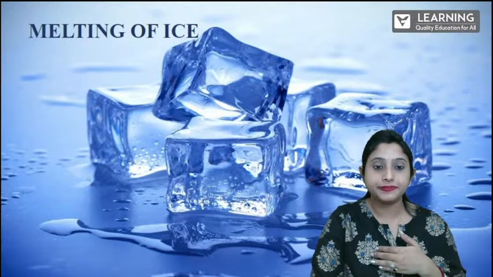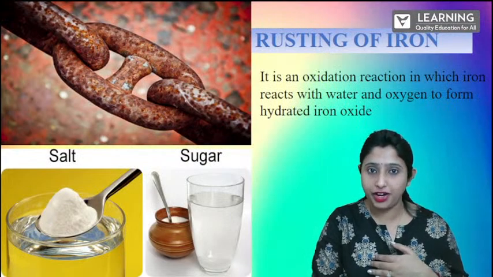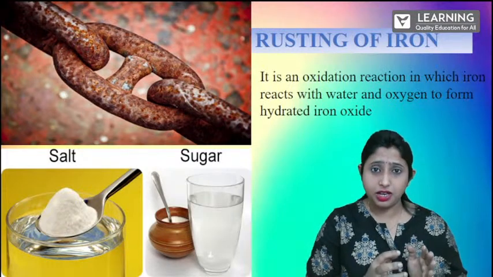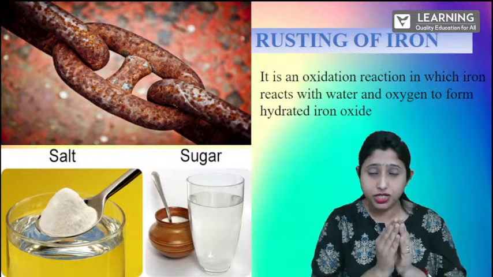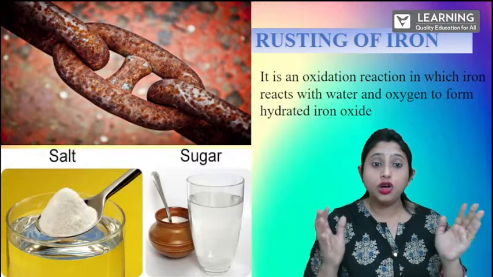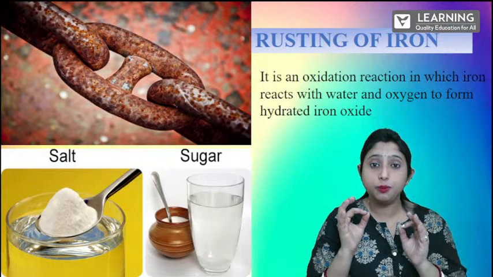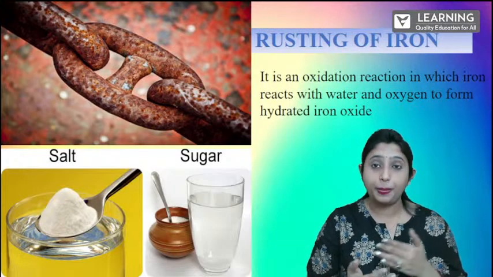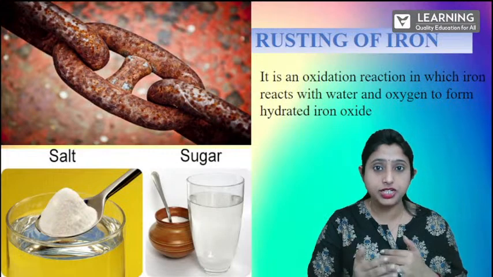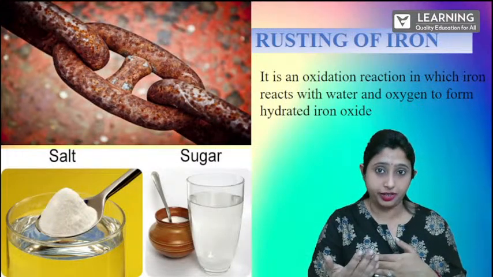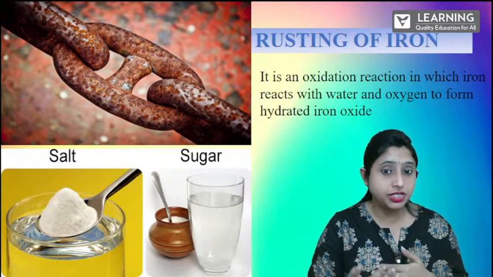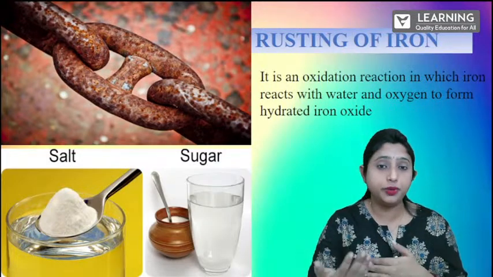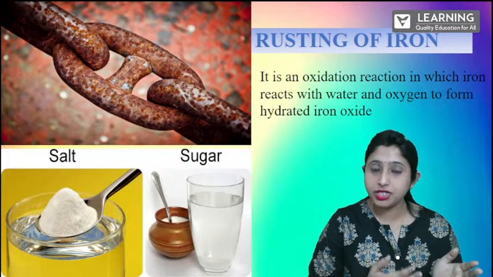All right? Okay. Next, what you can see is rusting of iron. What is rusting? When you keep something made of iron, and it comes in contact with water and oxygen, it results in the formation of a reddish brown pigment, right? So that is rusting. Now, what is this process exactly? It's basically an oxidation reaction, right? How can you define it? It is an oxidation reaction in which iron reacts with oxygen and water. And what will be the end product? It will give rise to hydrated iron oxide.